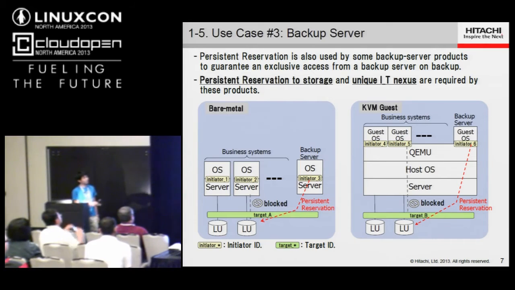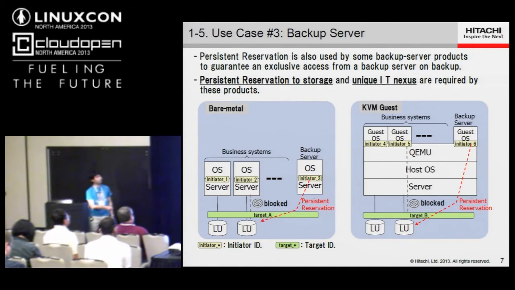Business systems have a lot of servers and they need backup. To take a backup easily, it is common to use a backup server. The backup server shares LUs with business systems. And to take a consistent backup, an exclusive access from the backup server is required on backup. To guarantee an exclusive access, persistent reservation is held by the backup server.